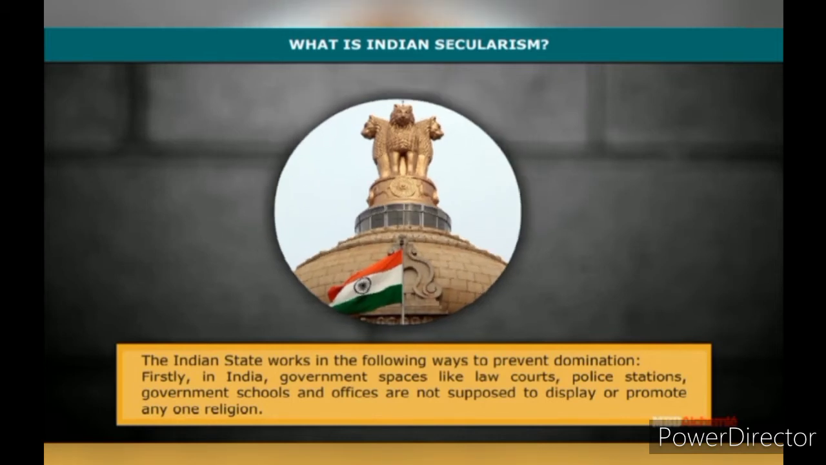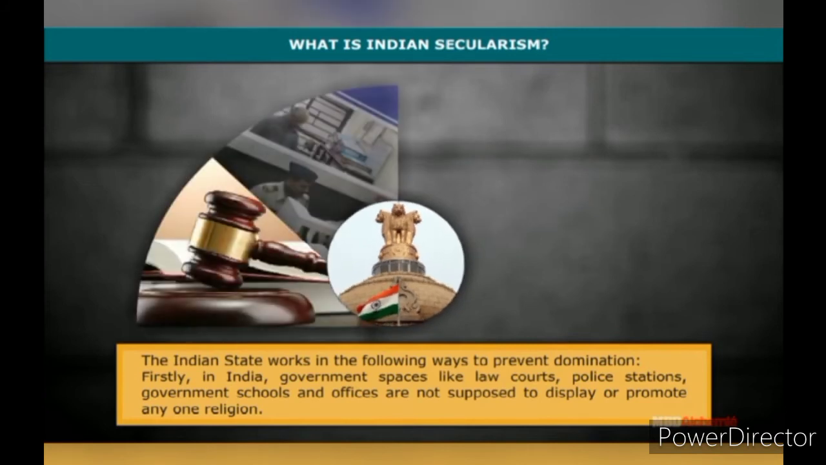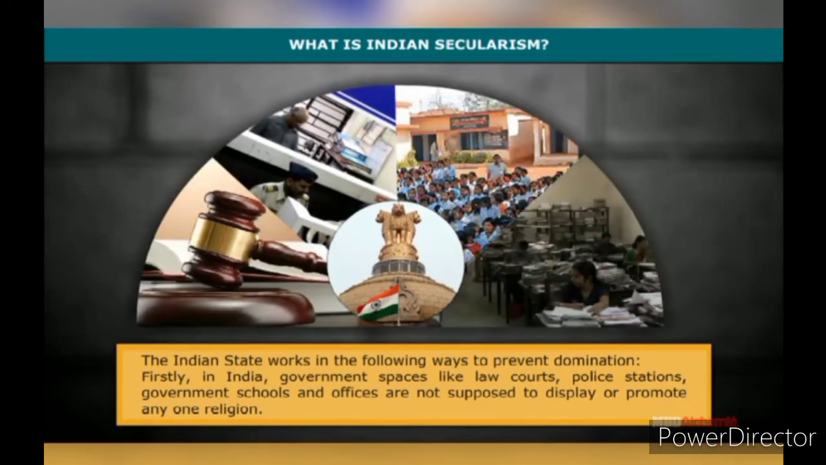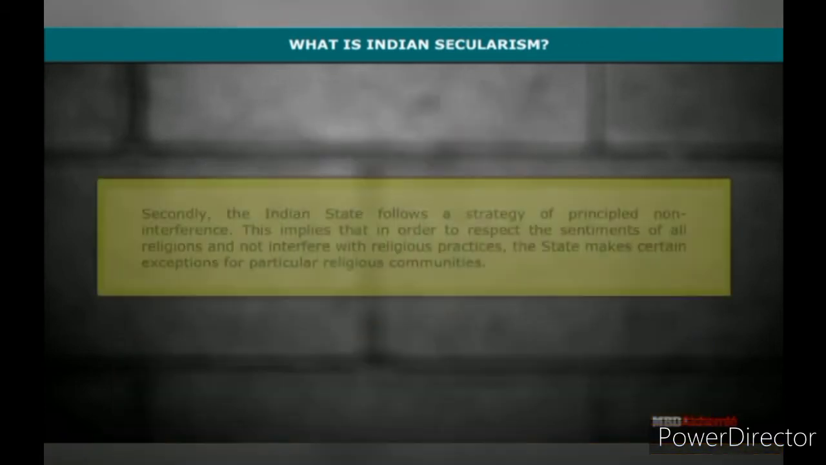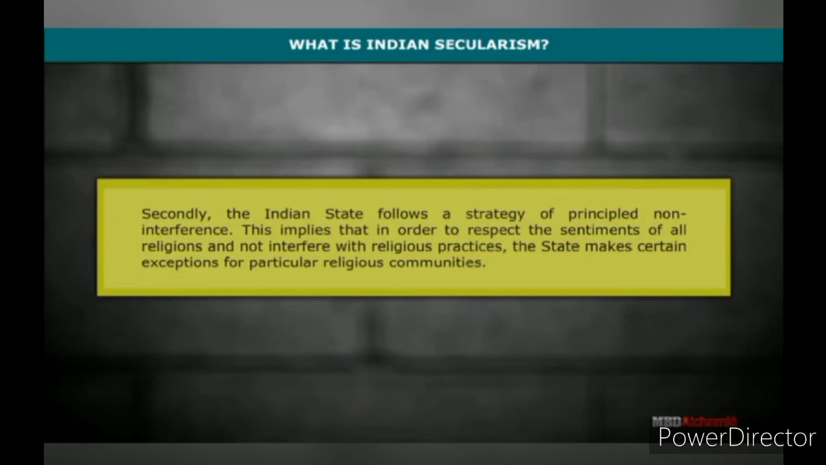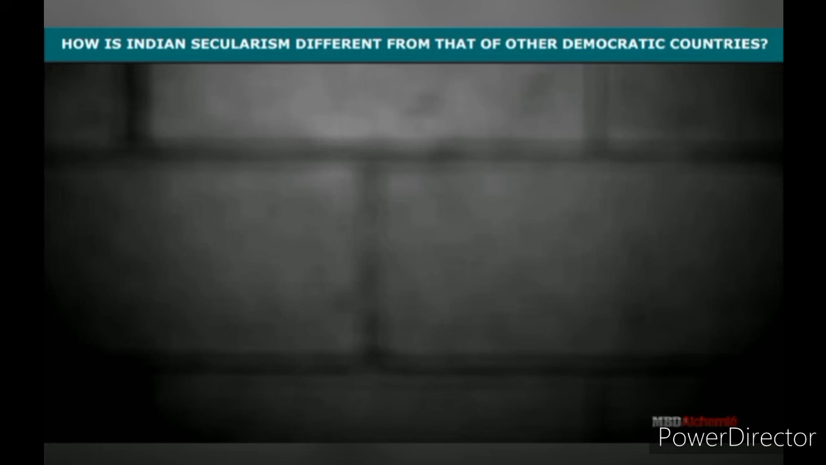Firstly, in India, government space like law courts, police stations, government schools and offices are not supposed to display or promote any one religion. Secondly, the Indian state follows a strategy of principled non-interference. This implies that in order to respect the sentiments of all religions and not interfere with religious practices, the state makes certain exceptions for particular religious communities. How is Indian secularism different from that of other democratic countries?